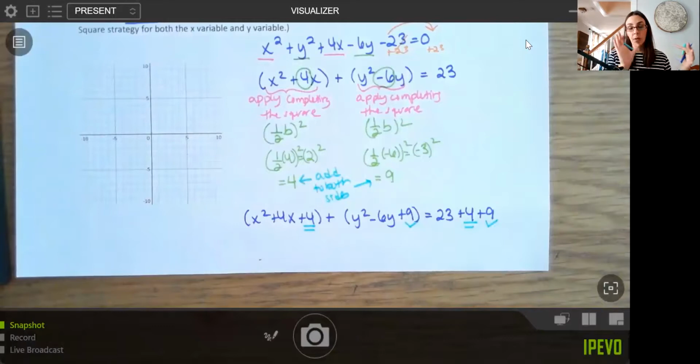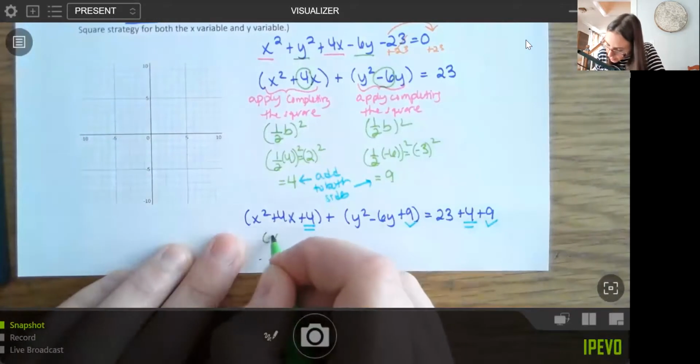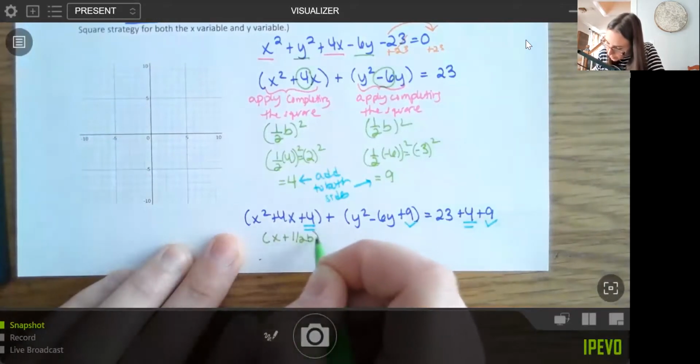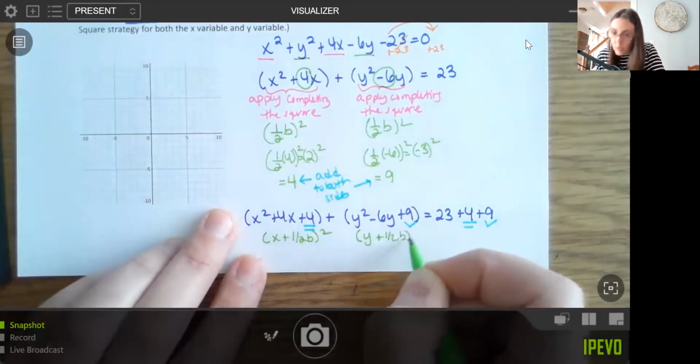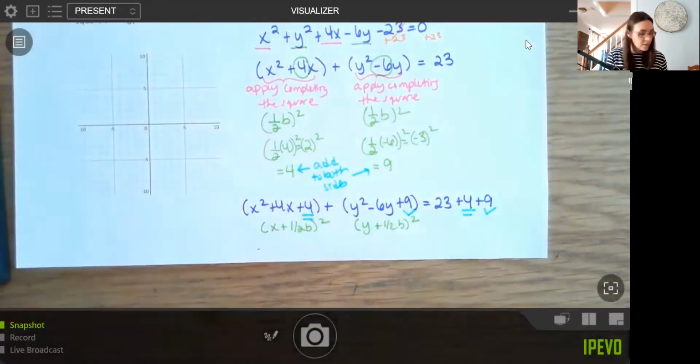And again, I'm doing completing the square 2 times, one for the x variable, one for the y variable. So that's why I have 2 things that I'm adding here instead of just 1. Now you're going to factor. So remember that each of these factors into x plus 1/2 b squared. And this one would be y plus 1/2 of b squared. So we're going to factor those 2 parts here.